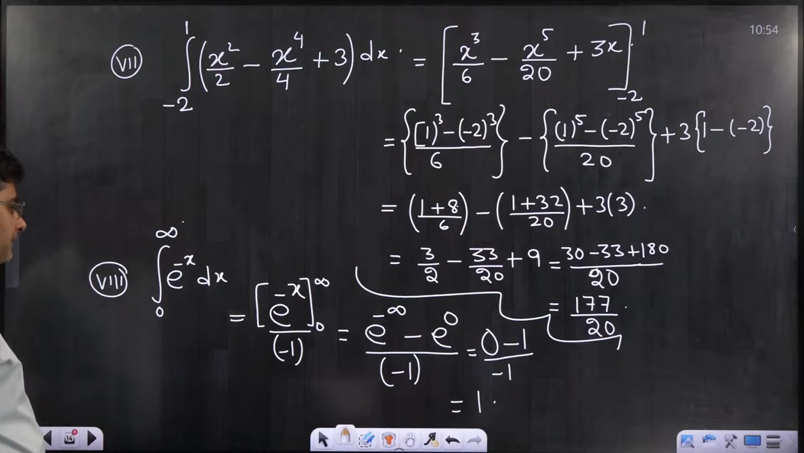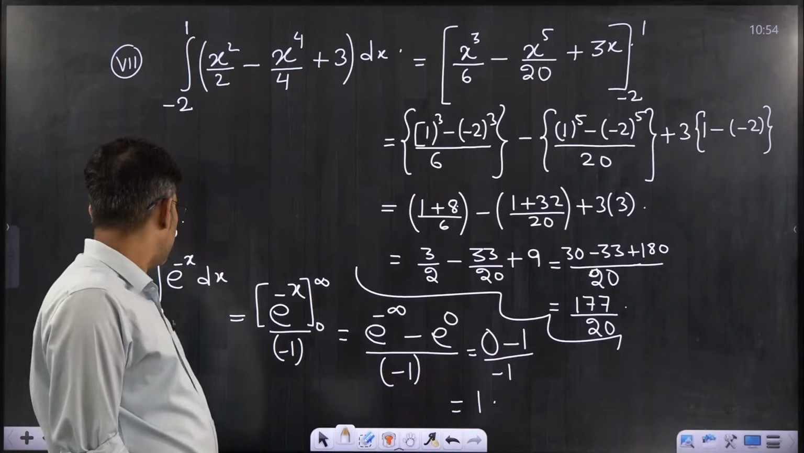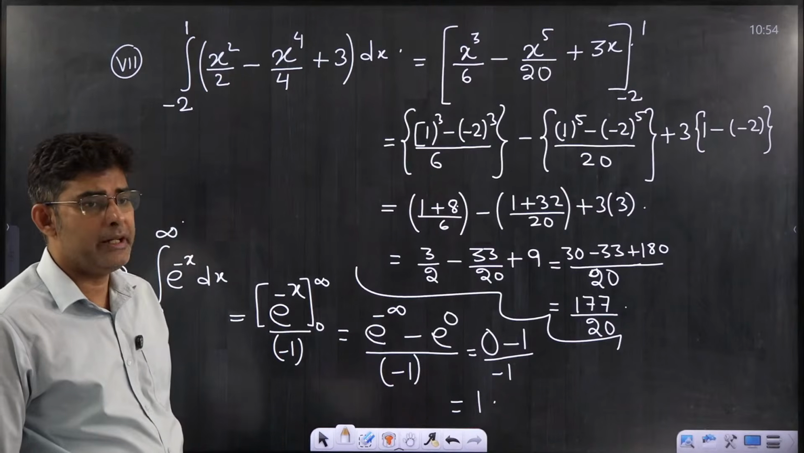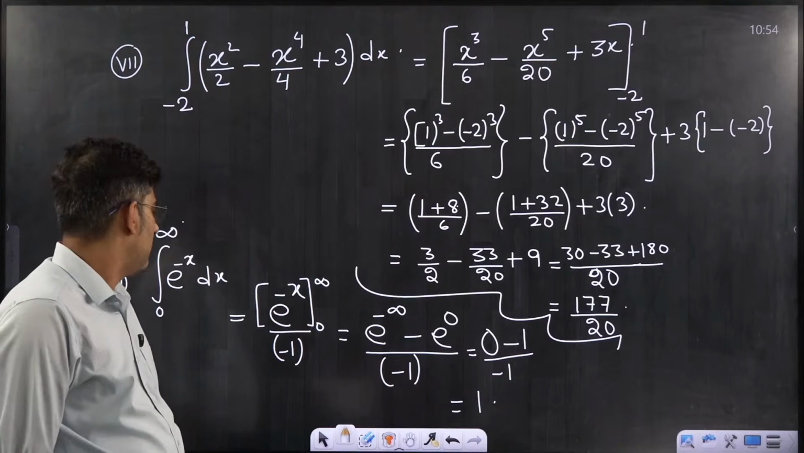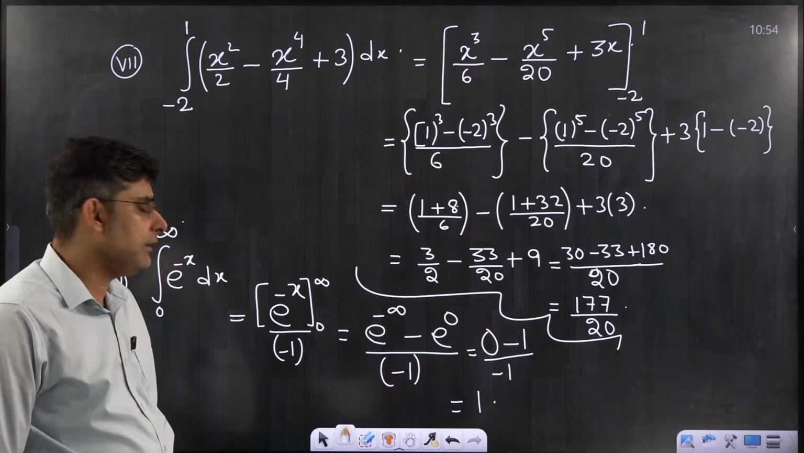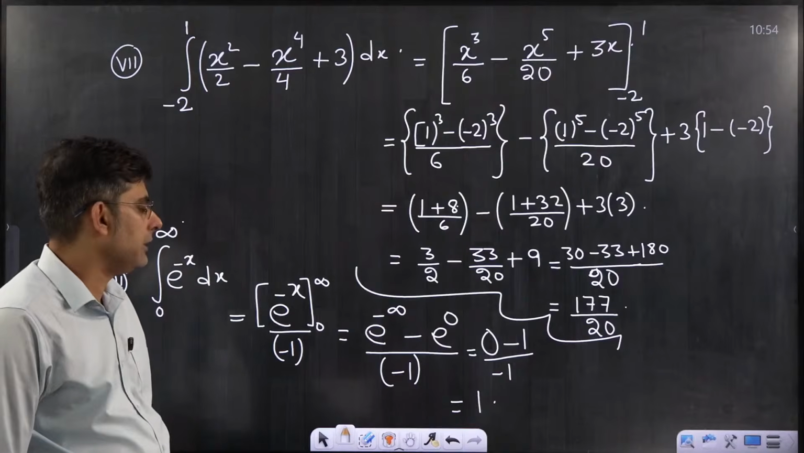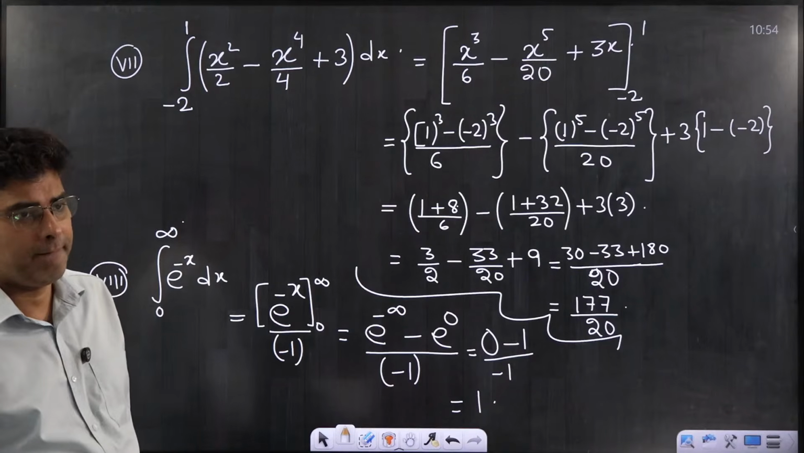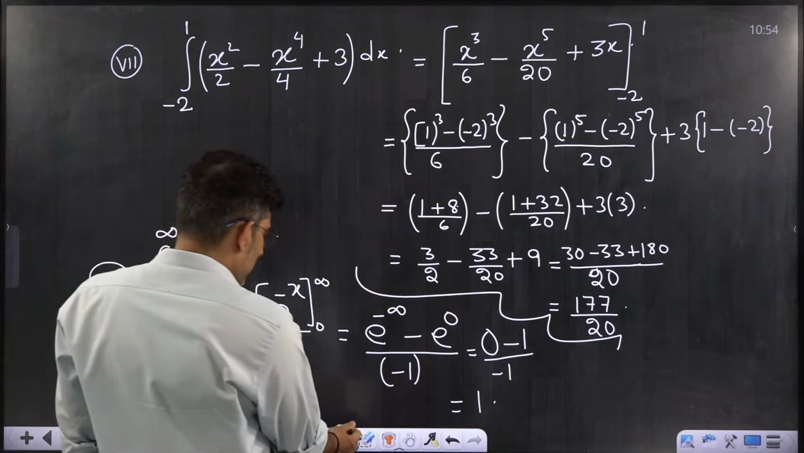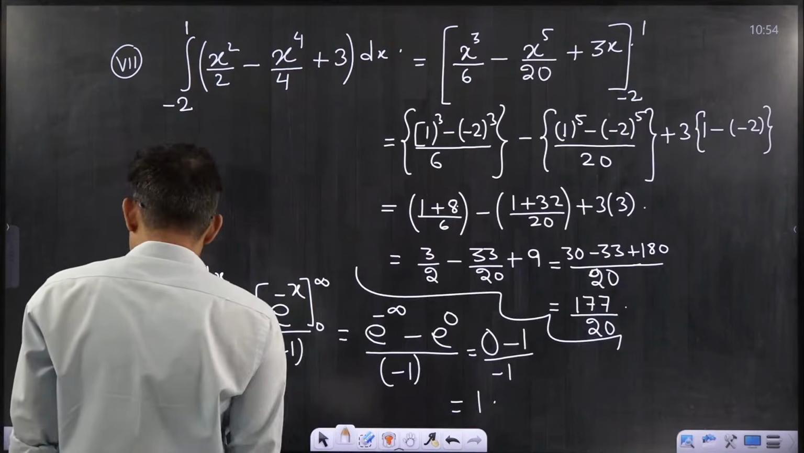So here the integration of e to the power minus x is e to the power minus x by minus 1, and when you put this particular limit, you get it as 1. Now I will end with two more important things. What is that?